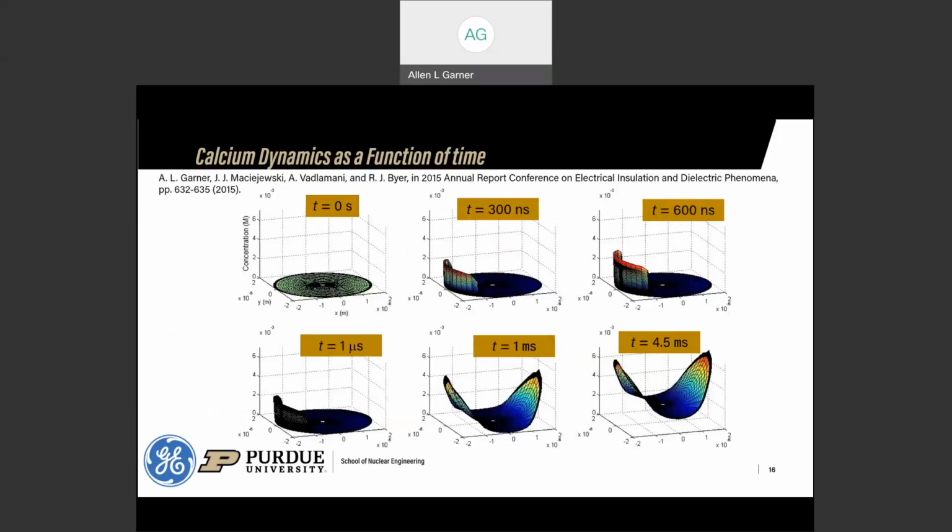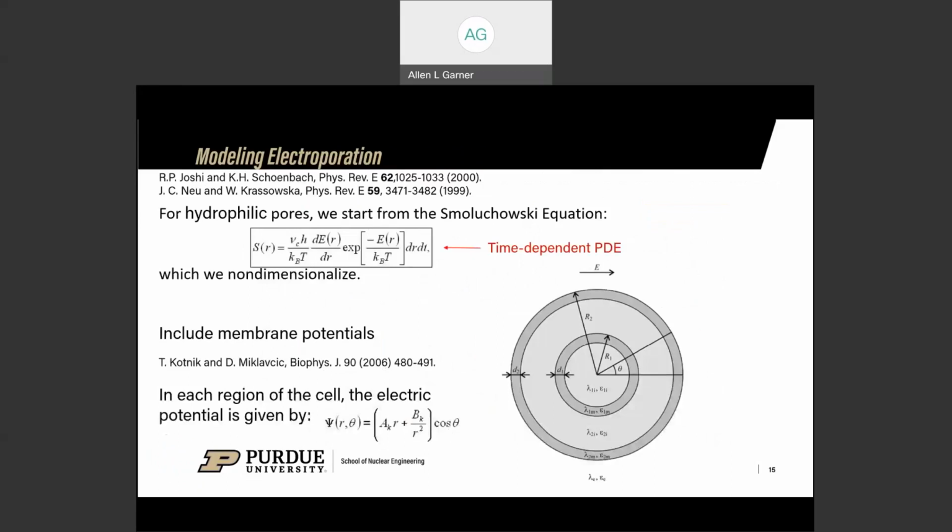So what we did was we applied a 600 nanosecond pulse from left to right on your screen. And as you apply the pulse, at 300 nanoseconds, what you're seeing here is the concentration of calcium. So you're permeabilizing the membrane, and you're also moving calcium by what's called electrophoresis. So the calcium ions follow the field lines. That's what you're seeing here at 300. At 600 nanoseconds, you've brought in a lot of these ions. Now, after 600 nanoseconds, you remove the pulse, and you see the concentration going down.